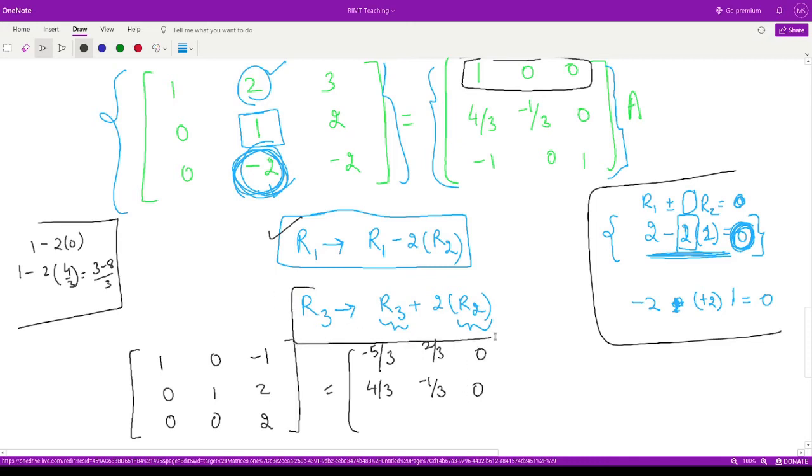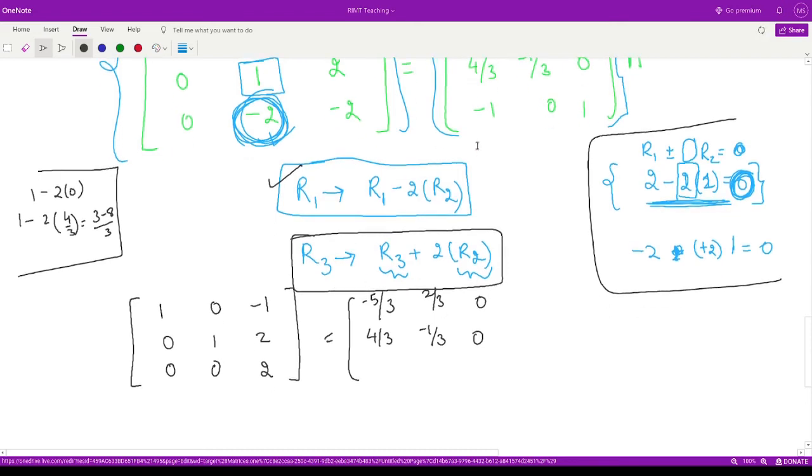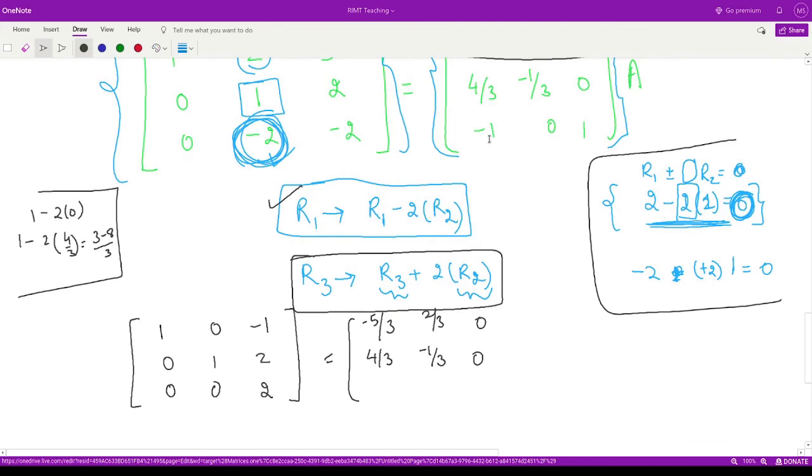And for this third operation, the operation on the third row, what would that be equal to? We require R3 and R2 for that. So R3 plus 2 times R2. So minus 1 plus 2 times 4 by 3. So it would be minus 3 plus 8 by 3, that means plus 5 by 3. Here we have 0 plus 2 times R2, so that would be minus 2 by 3. And then we have 1 plus 2 times R2 into A, so that would just be 1.